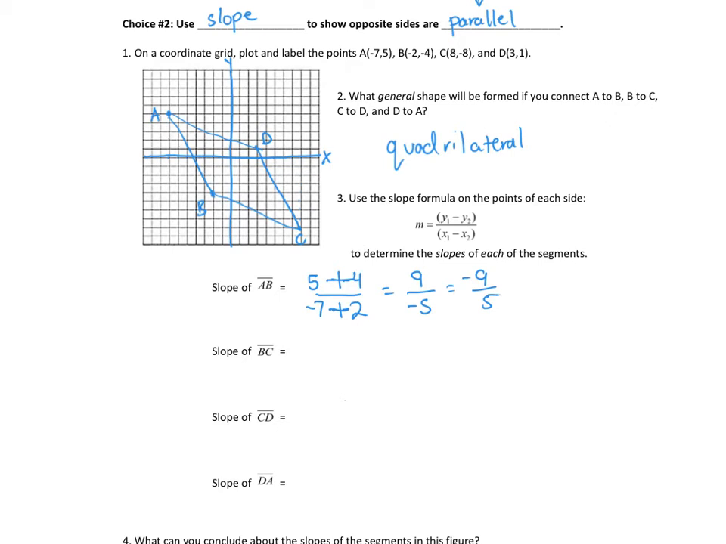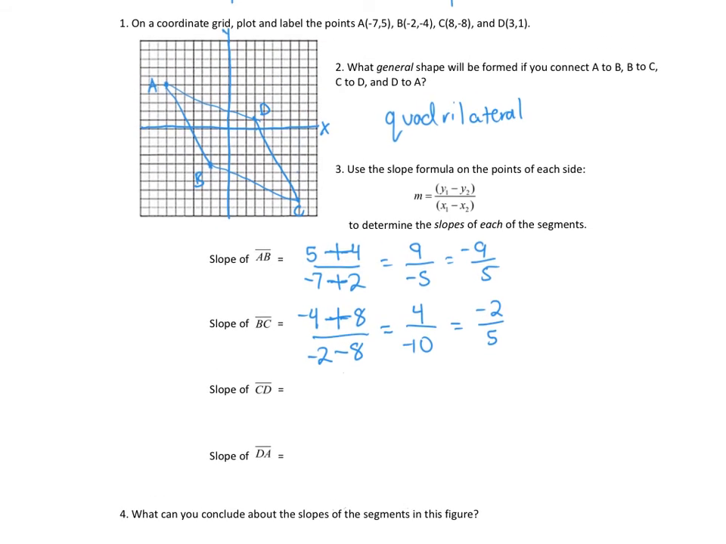BC. BC, the y's are negative 4 minus negative 8. X is on the bottom. Negative 2 minus 8. This turns into a positive. This becomes negative 4 plus 8 is positive 4. Negative 2 minus 8 becomes negative 10, which simplifies because they both are multiples of 2. I can divide 2 from the top and the bottom. So this becomes negative 2/5.